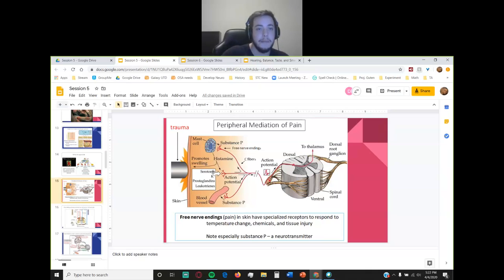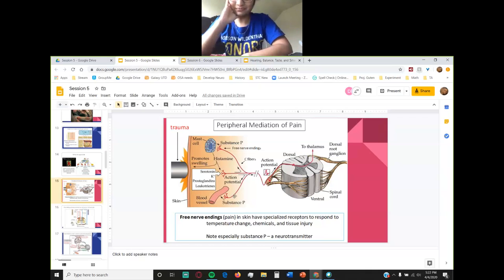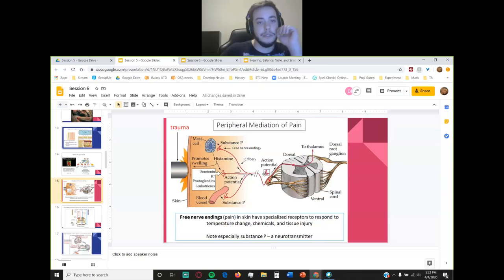Arthur, could you help me out here? Sure. So, just to see what's important in this slide. We never really talked about the mast cell, so that's really not too important. And when it comes to trauma, we also don't really talk too much about the prostaglandins or the leukotrienes. So really, the important thing is substance P.